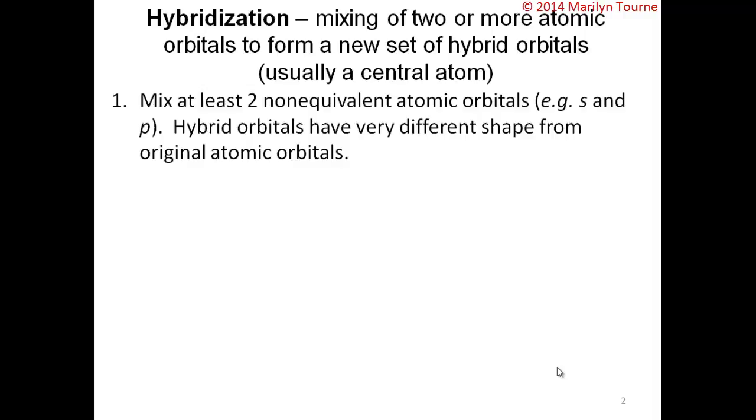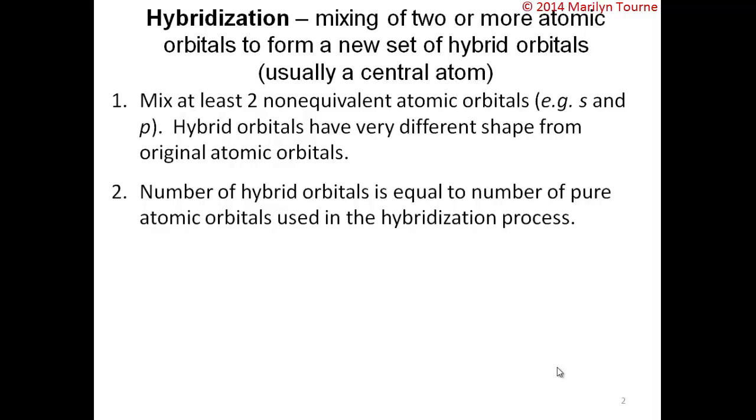It's the mixing of two or more atomic orbitals to form a new set of hybrid orbitals. And usually that mixing of atomic orbitals happens to the central atom. Now, when you mix at least two non-equivalent atomic orbitals, for example an s and a p, those hybrid orbitals will have completely different shapes from their original shapes. Remember that s is a sphere, p orbitals were a dumbbell shape. So now when you actually make these hybrid orbitals, they don't look exactly the way that they started.